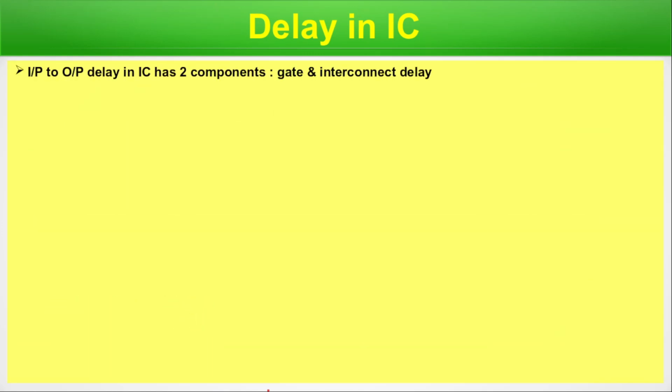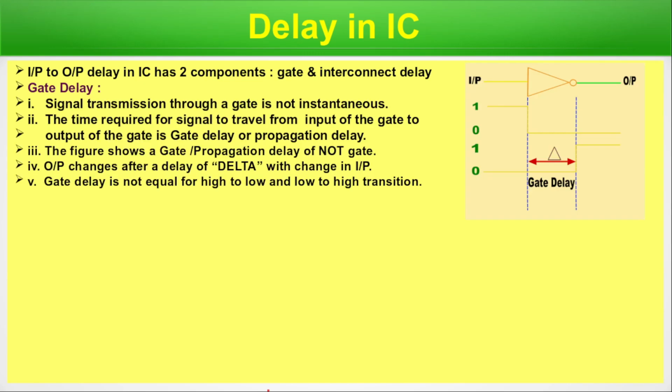Delay in IC. Input to output delay in an IC has two components, gate delay and interconnect delay. In the previous episode, we discussed delays: when a signal is applied at the input of the IC, it takes some finite time to get the expected output at the output pin of the IC. So that is the input to output delay for an IC. This delay has two components, one due to the gate or cell, and another contributed by the interconnect. We call it interconnect or wire delay.